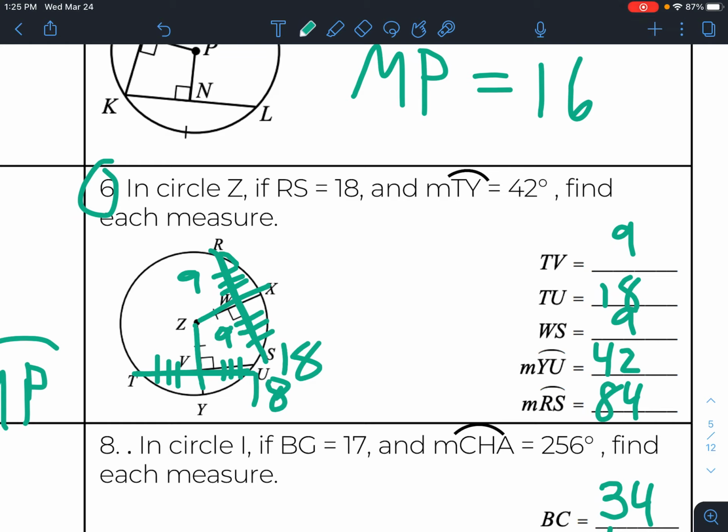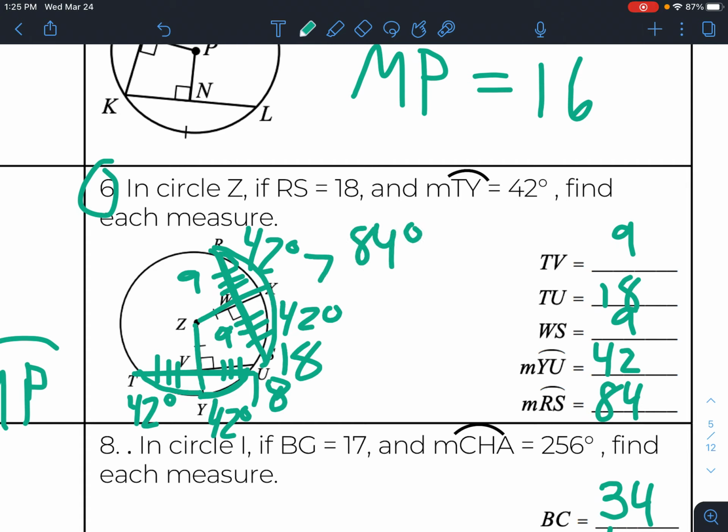And then the arc MTY, we know is 42 degrees, and we can see that this arc and this arc are the same by our rule. So that means that one's going to be 42 degrees, this one's going to be 42 degrees, and that one is also 42 degrees. So YU is 42 degrees, and we know that RS, this whole thing, is the combination of these, which is 84.